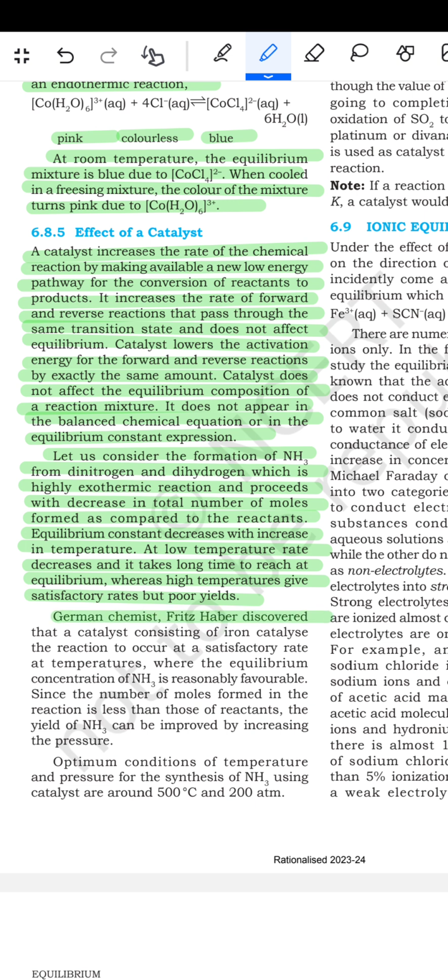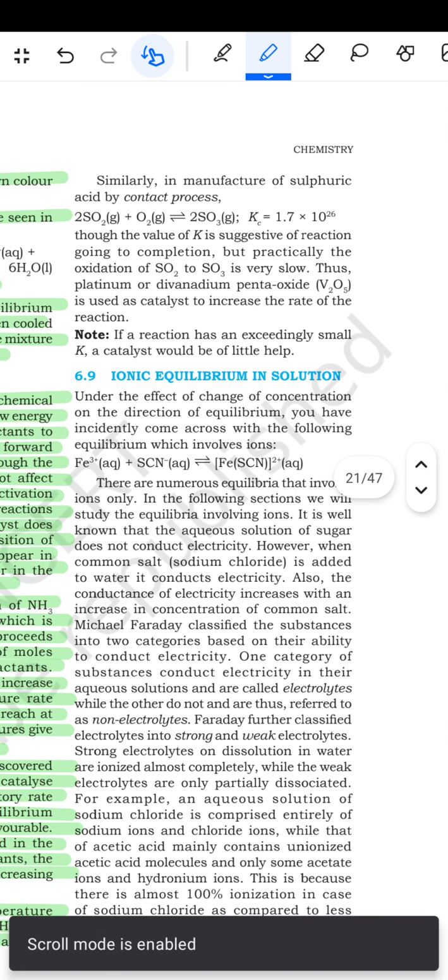Haber discovered that a catalyst consisting of iron catalyzes the reaction to occur at a satisfactory rate at temperatures where the equilibrium concentration of NH3 is reasonably favorable. Since the number of moles formed in the reaction is less than the number of those of the reactants, the yield of NH3 can be improved by increasing the pressure. Optimum conditions of the temperature and the pressure for the synthesis of NH3 using the catalyst are around 500 degrees Celsius and 200 atm.